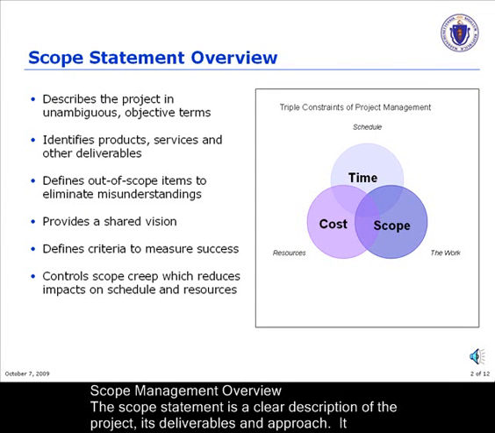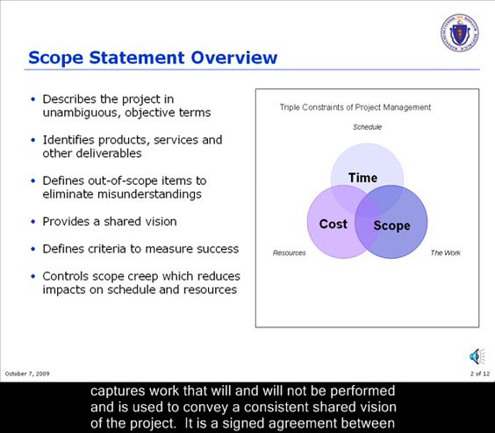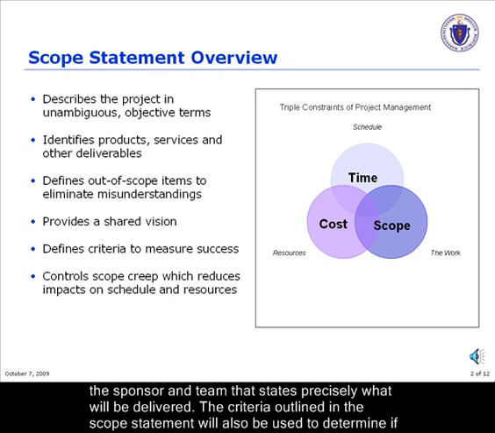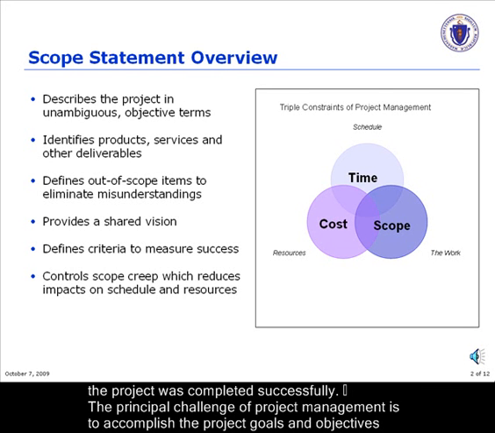Scope statement overview. The scope statement is a clear description of the project, its deliverables, and approach. It captures work that will and will not be performed and is used to convey a consistent shared vision of the project. It is a signed agreement between the sponsor and team that states precisely what will be delivered. The criteria outlined in the scope statement will also be used to determine if the project was completed successfully.